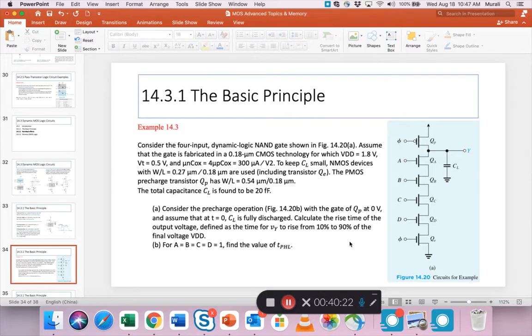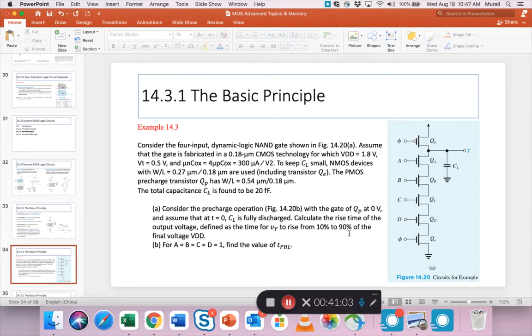So you have to find the current when the output voltage is 10% of VDD. At that point, this PMOS device is still operating in saturation. But once this output rises to 90%, by then it has switched to the triode region. Then you use the triode formula and you get another current. Then you take the average of the two currents, plug it into the formula for time, and you get the time as 0.24 nanoseconds. You can see that, right?